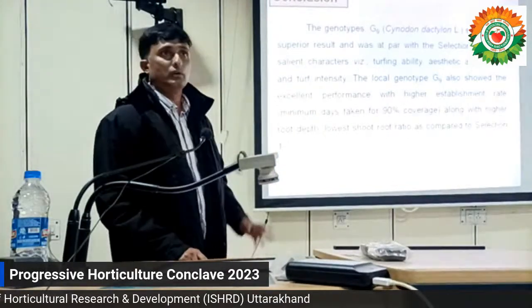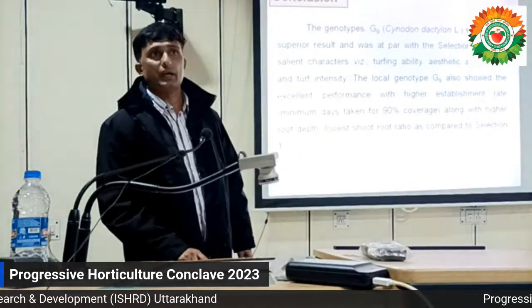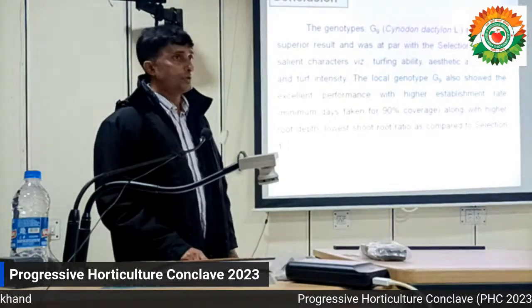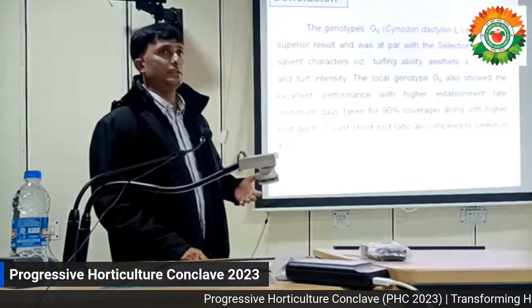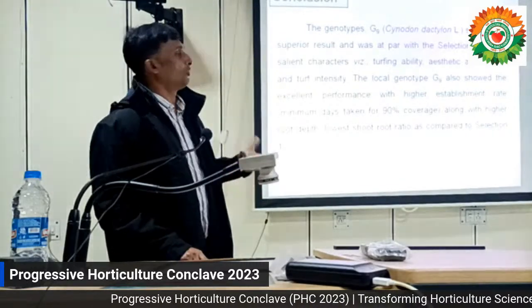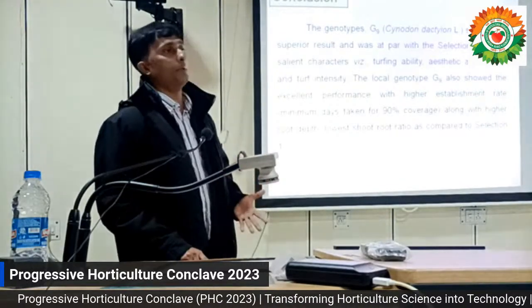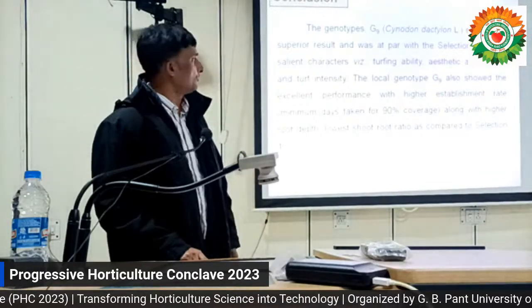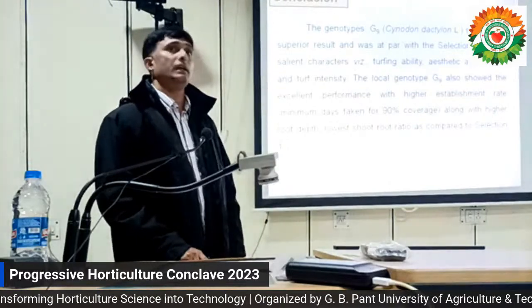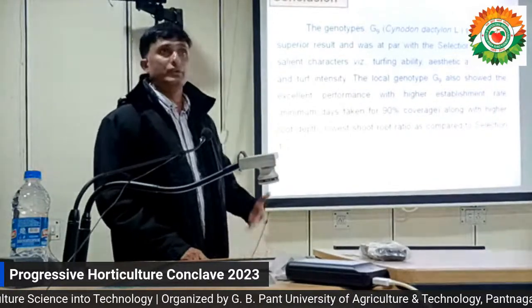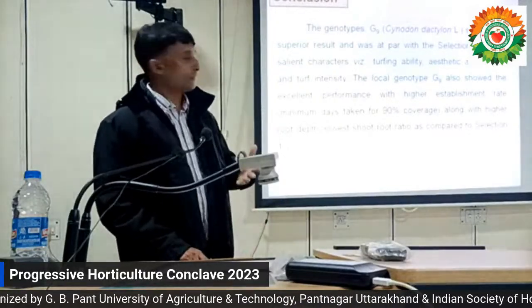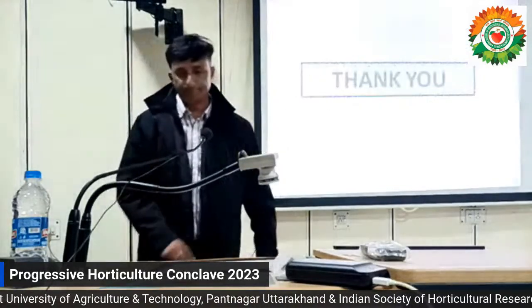So from this, the conclusion regarding its aesthetic appearance and all other characters is that G9 turf can be used as a local turf, and it has a good aesthetic appearance and also a good wear and tear capability compared to G5 turf, that is selection one. So it can be used and further explored for different uses. Thank you.